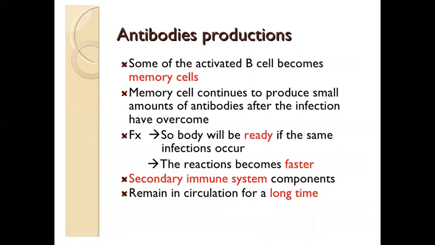Some of the activated B cells become memory cells. Memory cells continue to produce small amounts of antibodies after the infection has been overcome. So antibodies will be ready if the same infection occurs again. The reaction becomes faster in the secondary immune response. These memory cells remain in circulation for a longer period of time.